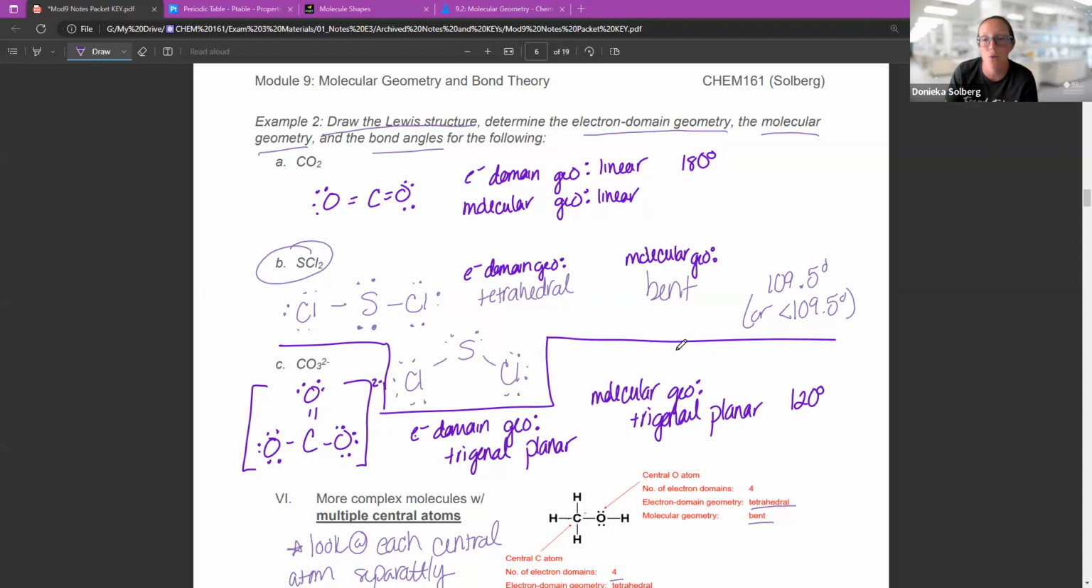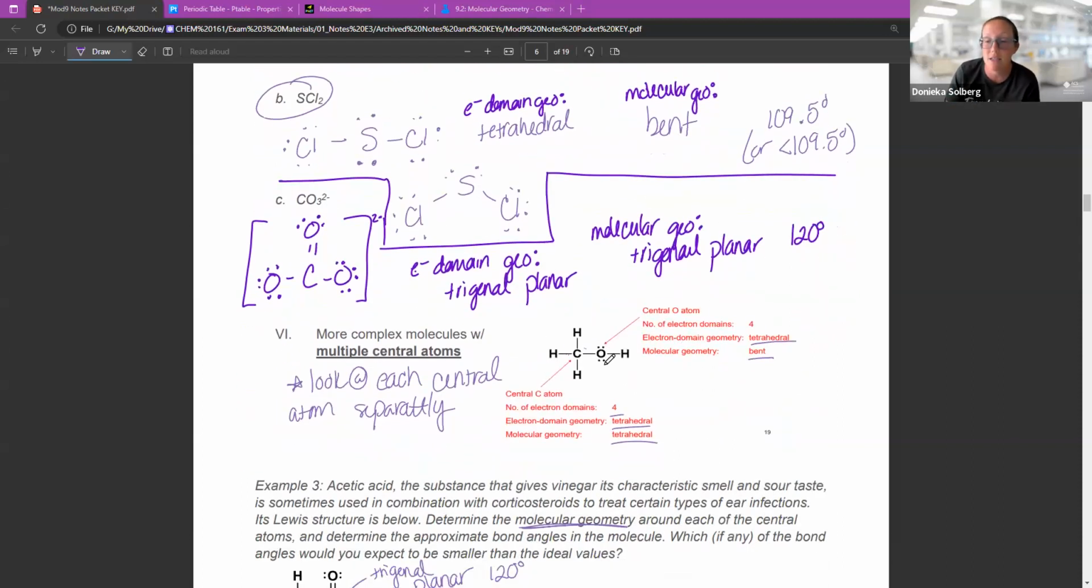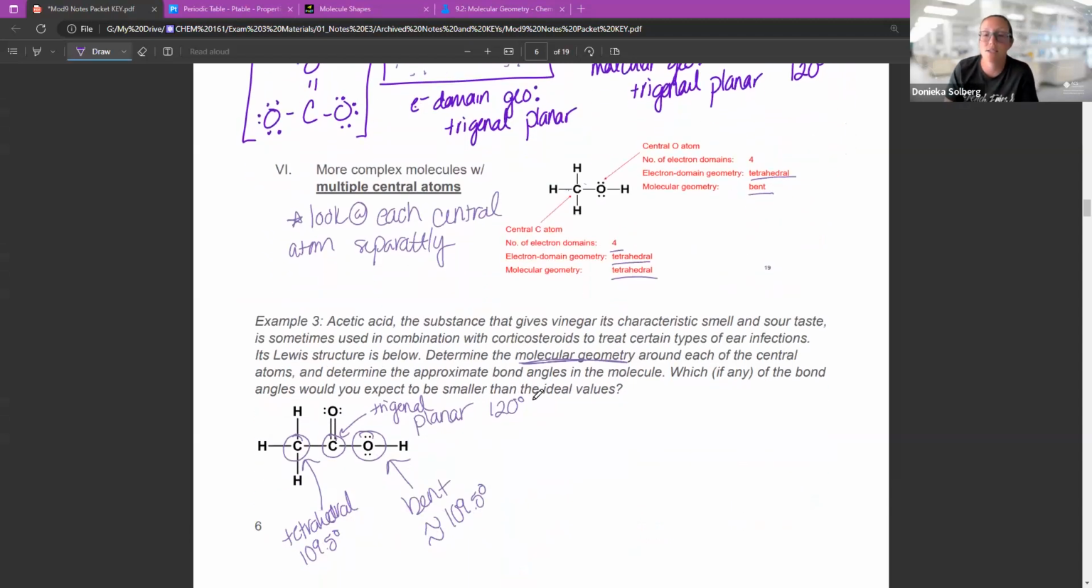Now, sometimes I might give you a larger molecule to look at. In that case, when you have a more complex molecule and you're not sure which central atom you're looking at, you actually look at each central atom individually. So for more complex molecules with multiple central atoms, look at each central atom separately. This is a central atom and has a specific shape, and this is a central atom and has a specific shape. So the carbon in this molecule has 4 total domains and is tetrahedral, tetrahedral. Whereas the oxygen here does have 4 total domains, but it is bent, which actually affects the shape and properties of this molecule. This is methanol.